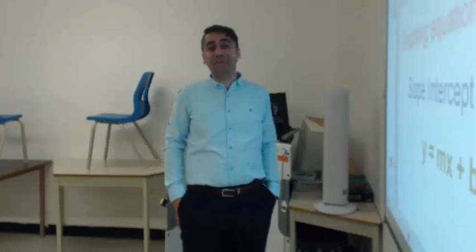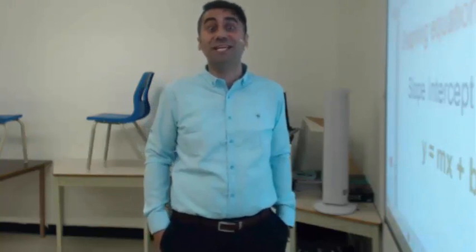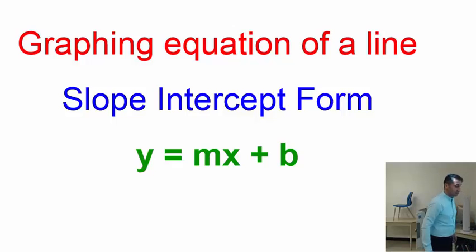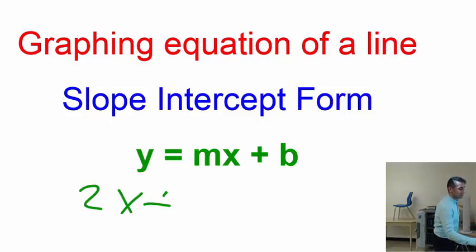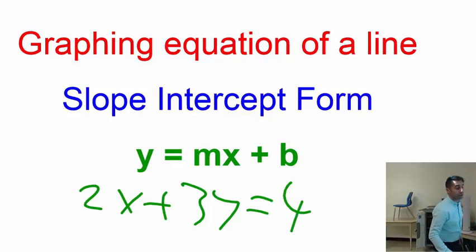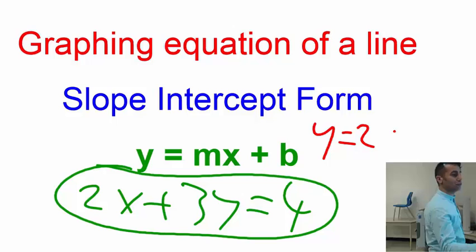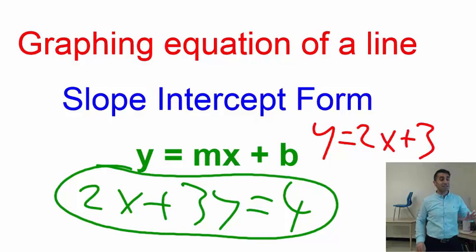You are dying to learn about how to graph the equation of a line using the slope intercept form, right? Let's talk about it. We are not going to use 2x plus 3y equals 4, the standard form. That was the standard form. We learned about that. Now we are going to practice y equals 2x plus 3. That's the slope intercept form. How do we graph that equation?